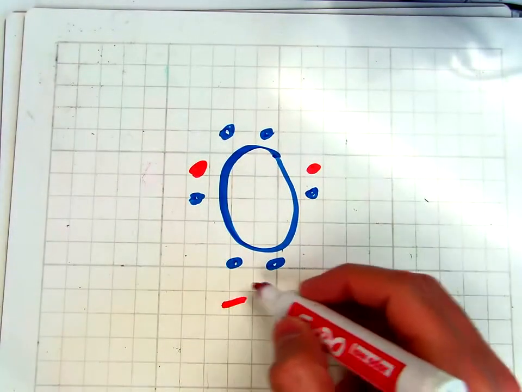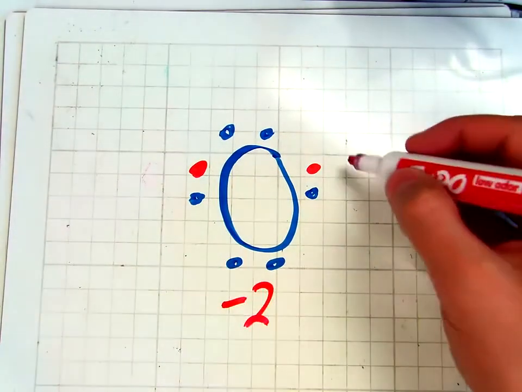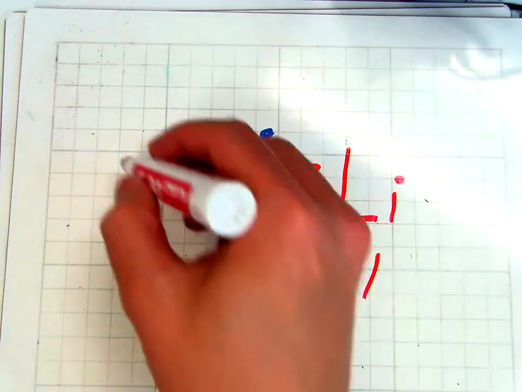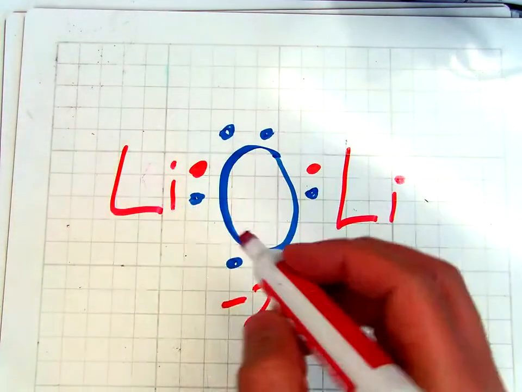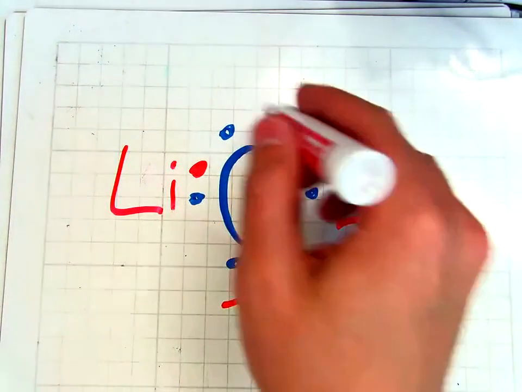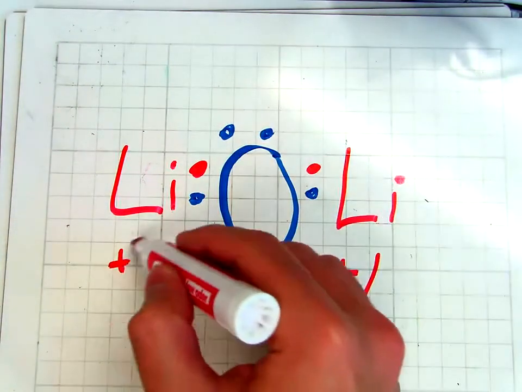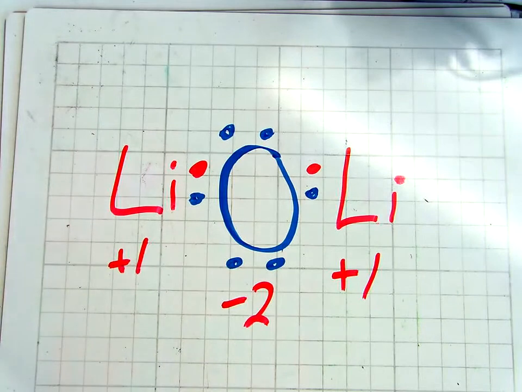But this is going to have a -2 charge. The lithium atoms are each going to have a +1 charge, so they're going to be attracted. So even though oxygen has all the 8 electrons here, the lithium are going to be drawn to it, and they're going to be attracted just like any positive and negative charge attracts each other.